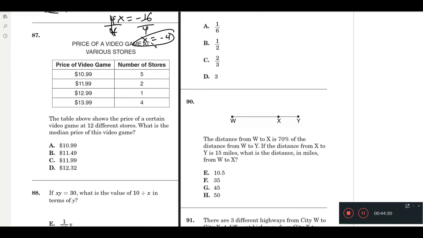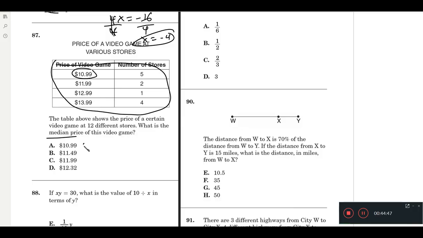All right, price of a video game at various stores. All right, so these are the prices. The table above shows the price of a video game at 12 different stores. So what is the median price of this video game? So we have to list them in order, right?